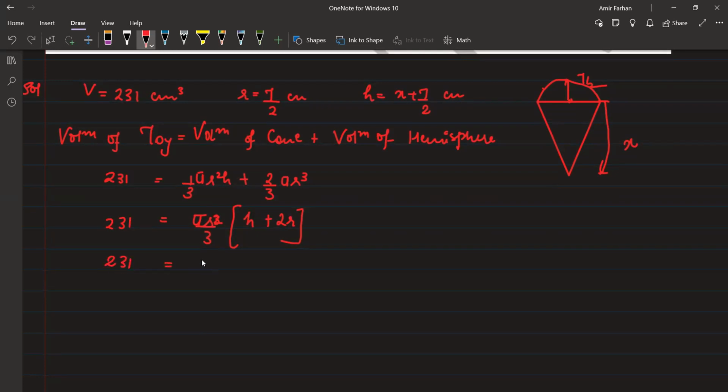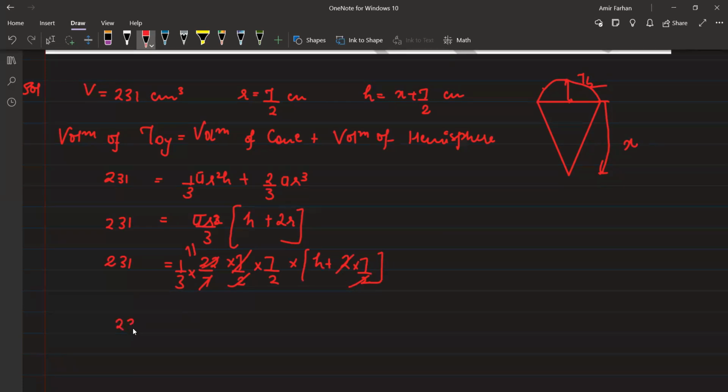231 is equal to 22 by 7 into 7 by 2 into 7 by 2 into 1 by 3. So this 7 will cancel this 7, and this 2 will cancel the 22, 11 times, into h plus 2r, 2 into 7 by 2. So it is h plus 7 basically. Okay. Clear? Yes or no? Yes, sir.